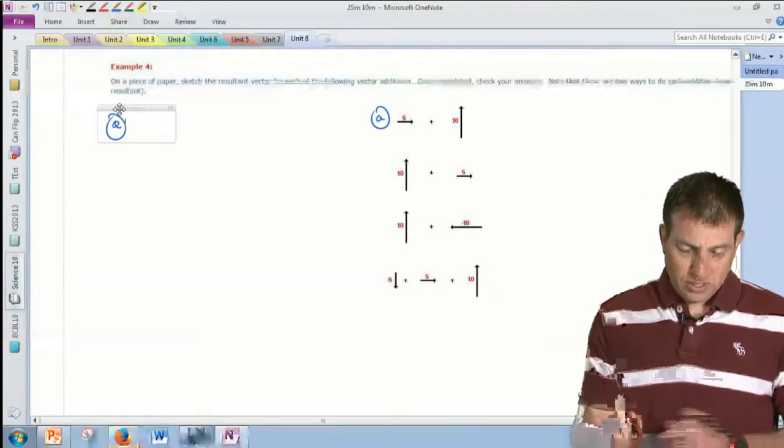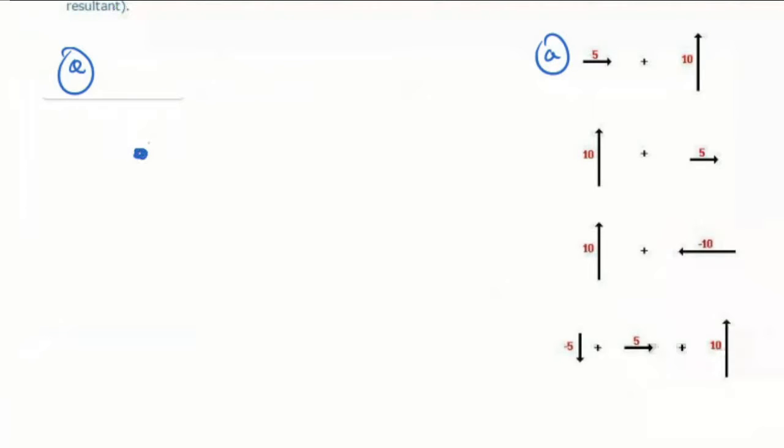So I have this starting point. I'm going to draw my starting point right here, and it looks like it's 5 to the right. So I'm going to go 5 to the right. And then instead of going further to the right or back to the left, I'm actually going up. So when I draw my vectors, I draw them tip to tail. So the tip of one vector is the tail of my second vector. And I'm going to go up 10. Now again, I don't have any units, so that's okay.